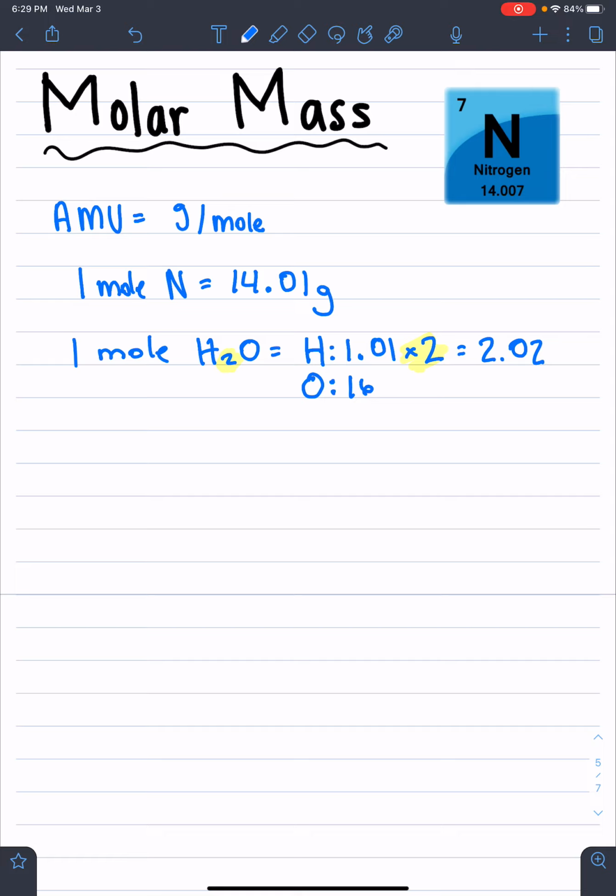Now to figure out the total mass of H2O, we would take the 2.02 and the 16 and add them together for 18.02 grams. So that's one that's a little more complicated. Let's do one more that's more complicated, and then I think you guys will be good to do your homework.